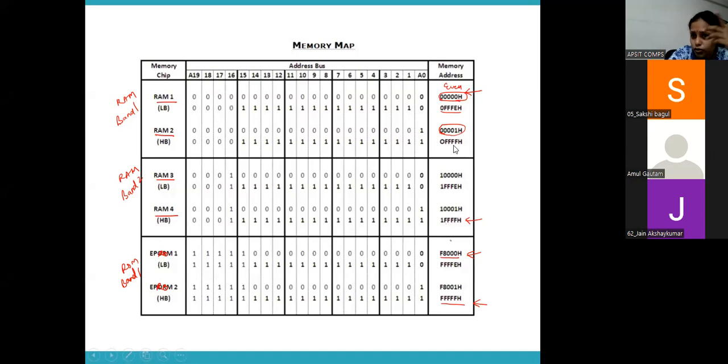So it is 2 32 KB chips. That means 64 KB chips. That means the ending address is going to be what? 0FFFFH, right? This is one chip. This is a second chip. So it is a 64 KB chip. So 64 KB chip means what will be its ending address? 0FFFFH, right?